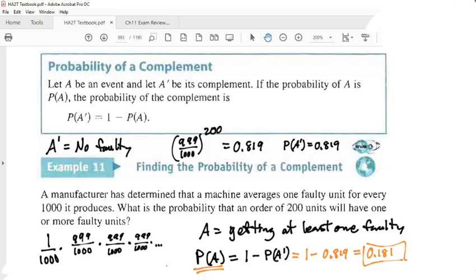In the book, they actually switched the not A and the A, but this is just the probability of the complement. The complement is the opposite of the event that you want, and that makes your life a lot easier.